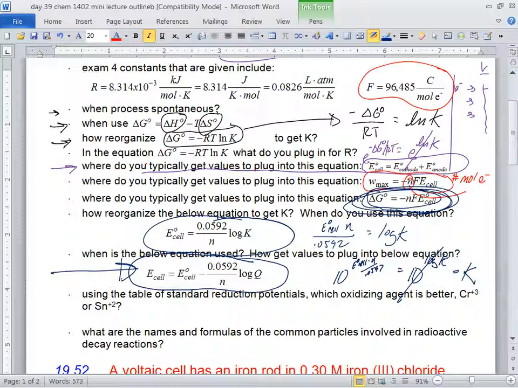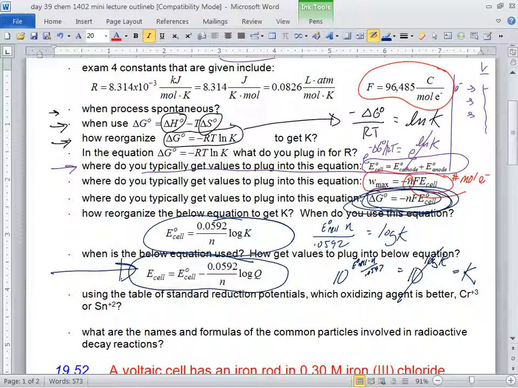Using the table of standard reduction potentials, which oxidizing agent is better, chromium or tin? Not to give me the answer, just how do you answer it? Kendall, how do you answer that question? What's the game plan? You're going to need a table. Okay, good.